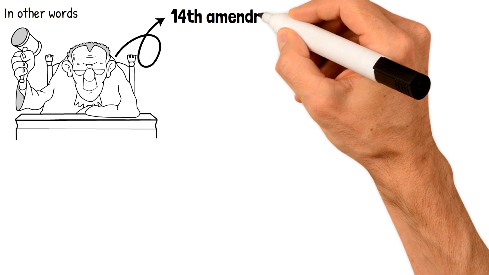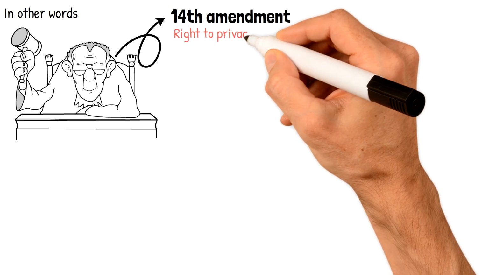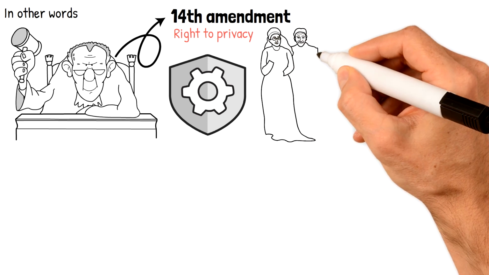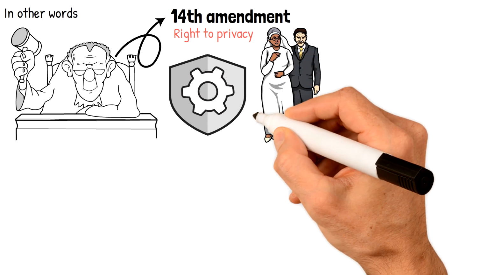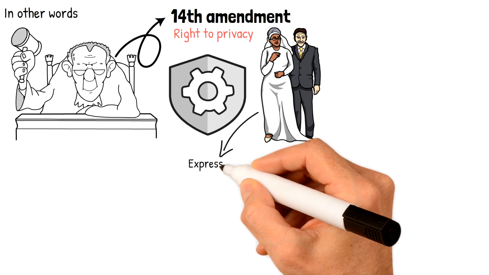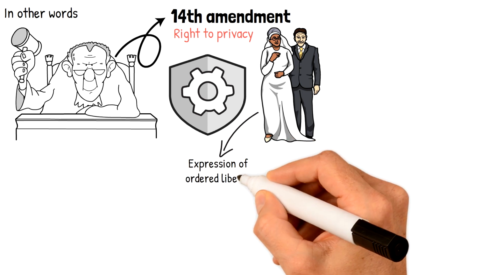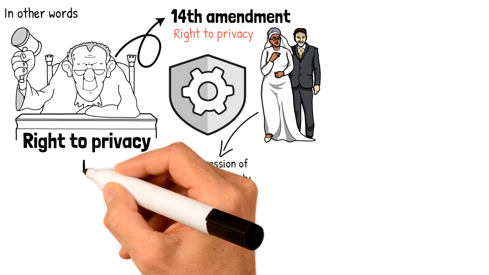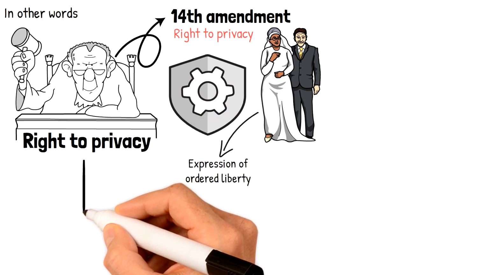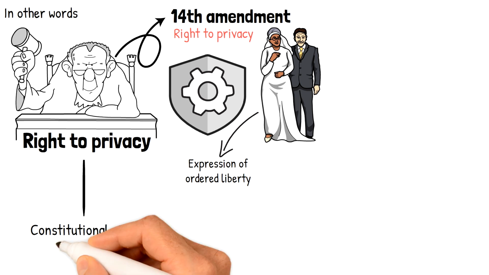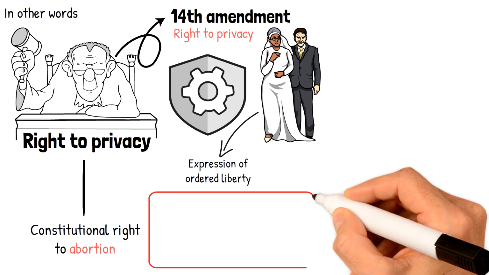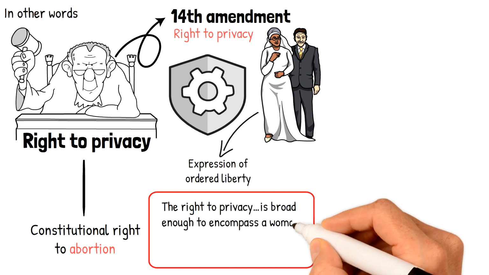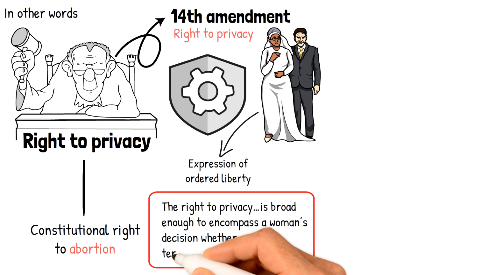As a result, the 14th Amendment protects the right to privacy in the cases cited by Roe. For instance, the right to interracial marriage is protected by the 14th Amendment because choosing who you marry is an expression of ordered liberty. From there, the court claimed that if the right to privacy was protected in those cases, then the right to privacy includes a constitutional right to abortion. In the words of the court, the right to privacy is broad enough to encompass a woman's decision whether or not to terminate her pregnancy.